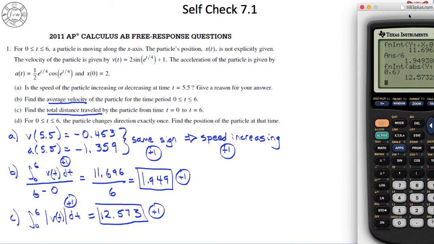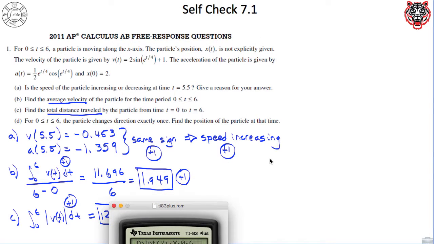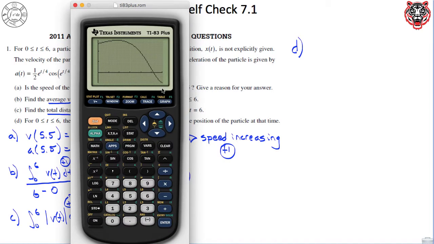Can't count. And then finally, we go to part D. I'll get this out of the way for now. So part D. For this time interval, the particle changes direction exactly once. So I need to find that position at that time. If I look at my graph, you can see that all of a sudden it changes direction at this point. So the way that I do that is I need to calculate the 0.